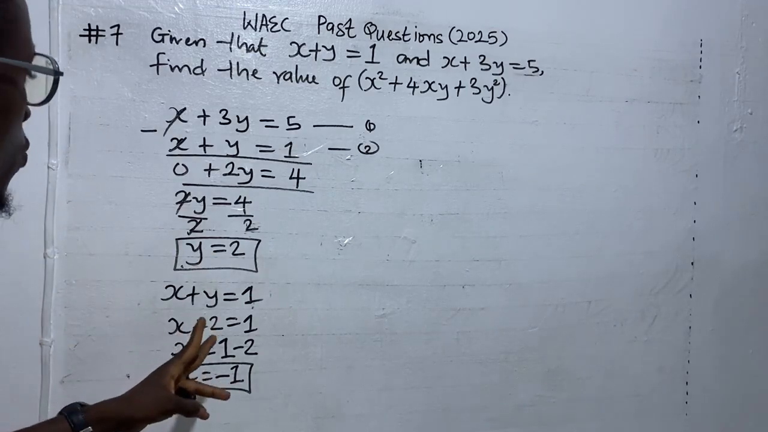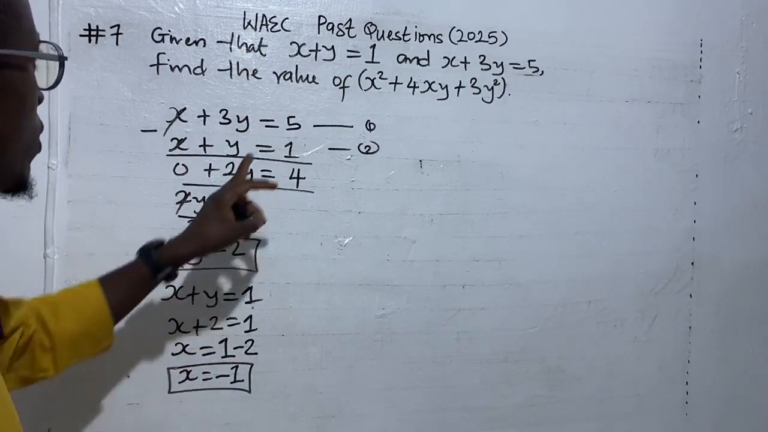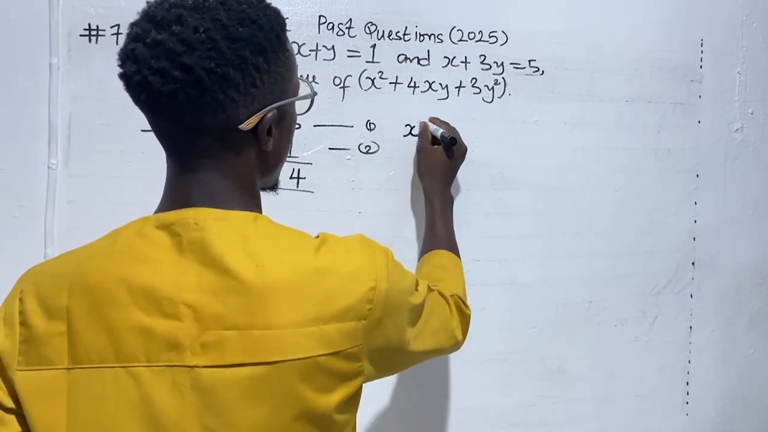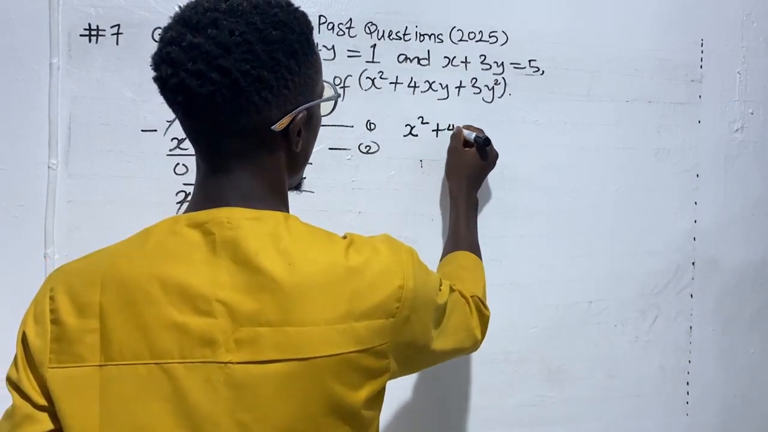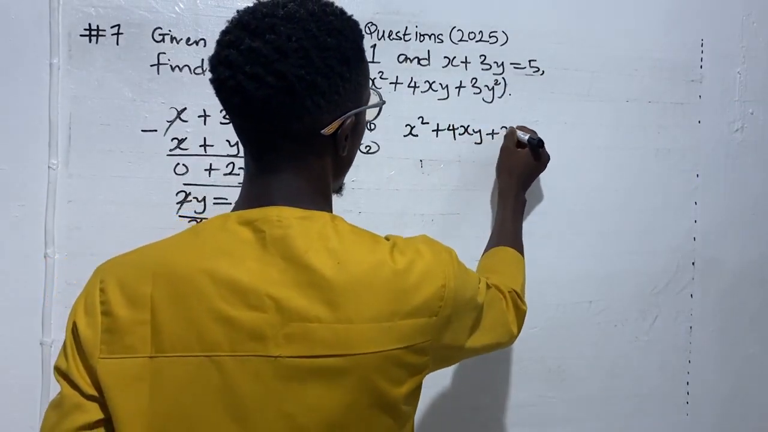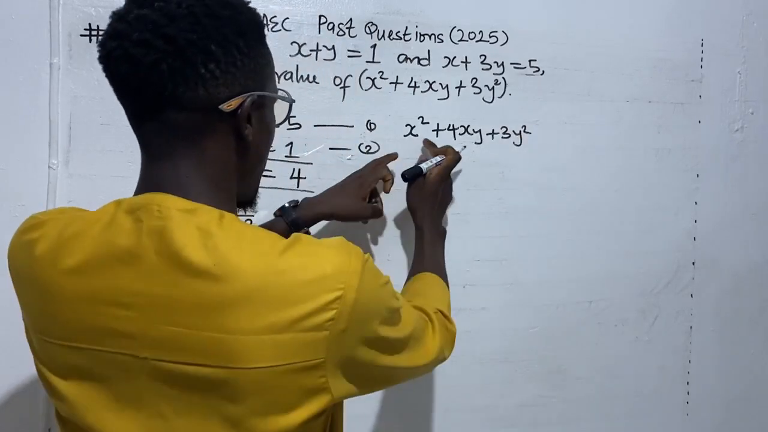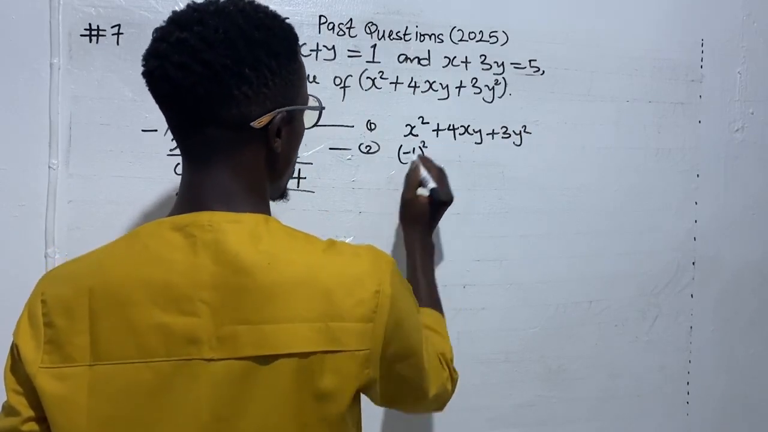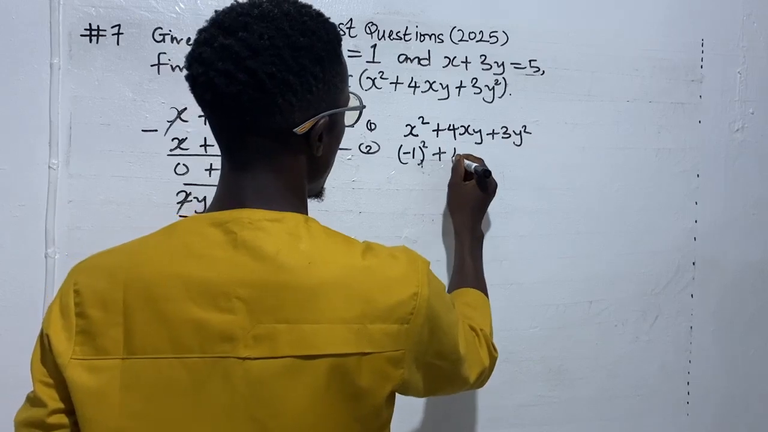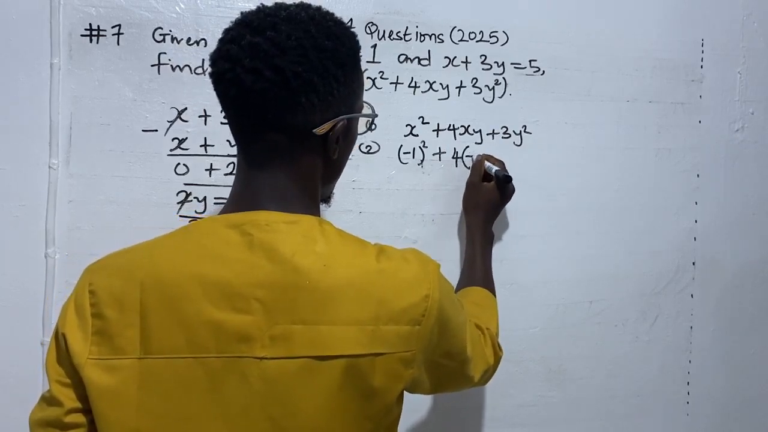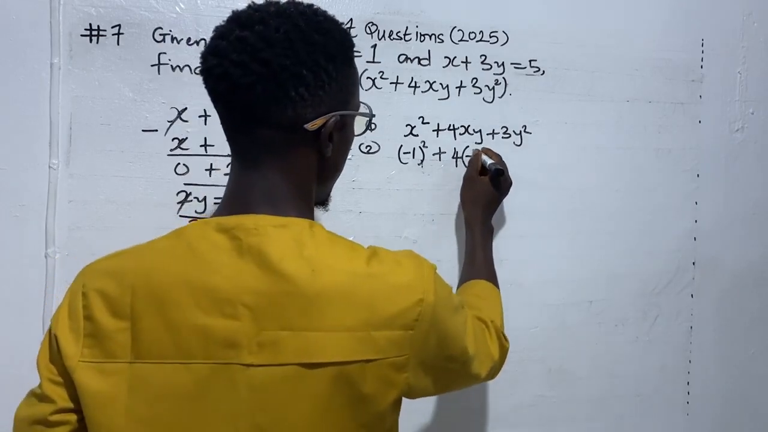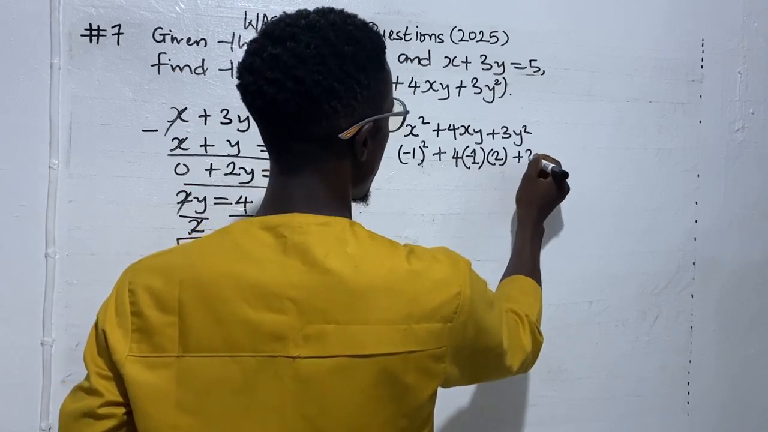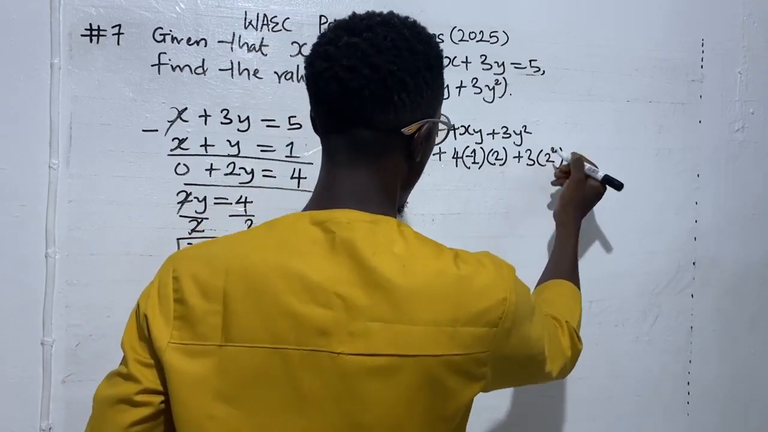So from here we could substitute the value of y and x into this expression. And the expression says x squared plus 4xy plus 3y squared. So what is our x? Our x is what? Minus 1. It becomes minus 1 raised to the power of 2 plus 4 into brackets what? Minus 1 and what? 2 being y plus 3 into bracket of what? 2 raised to power 2 close brackets.